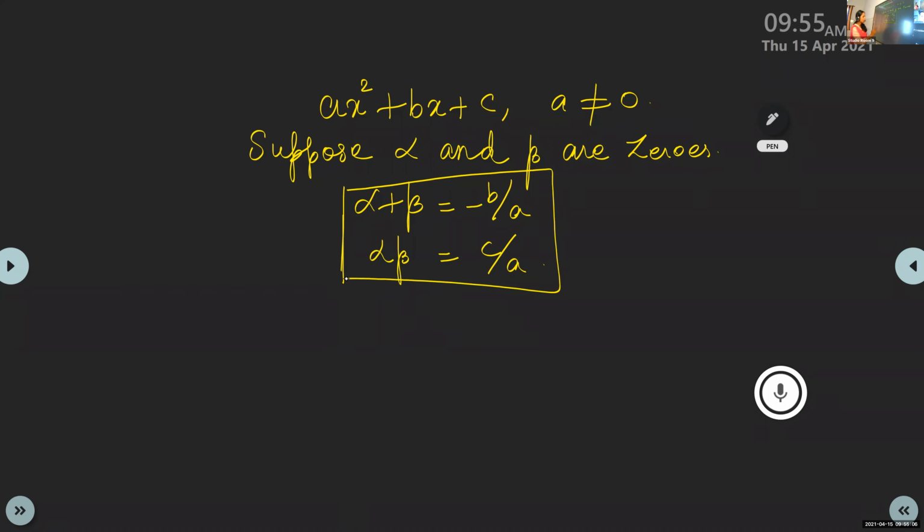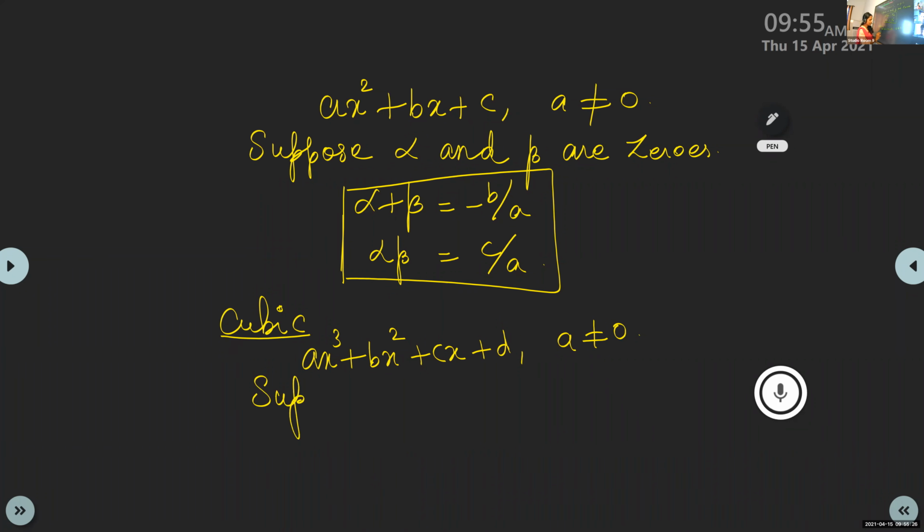Okay, and for a cubic polynomial, what is the general form? ax cube plus bx square plus cx plus d with a not equal to 0. And how many zeros are there? At most 3. It will have at most 3 zeros.